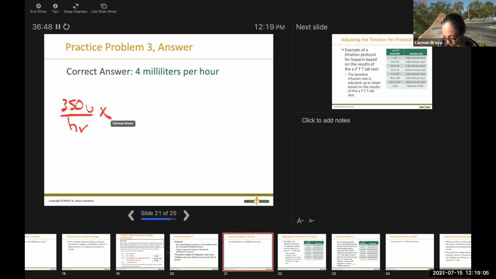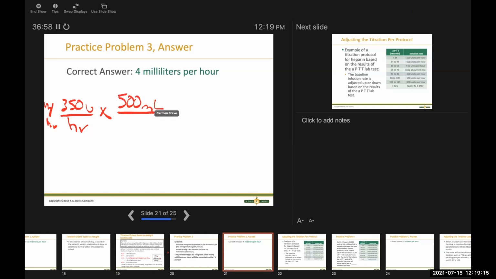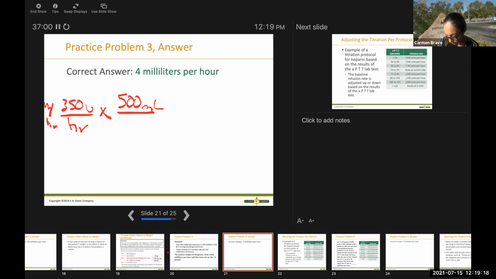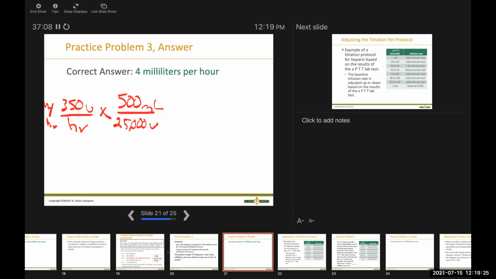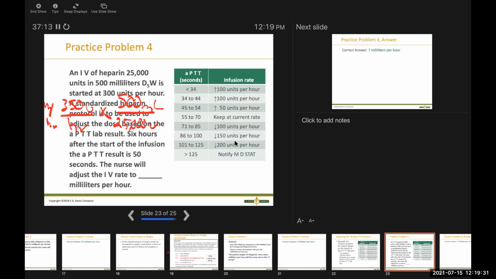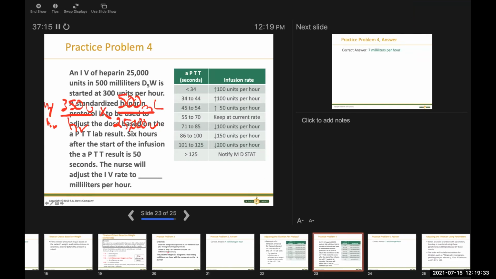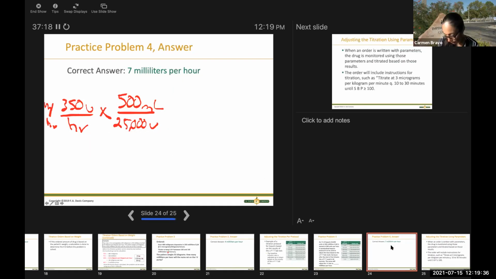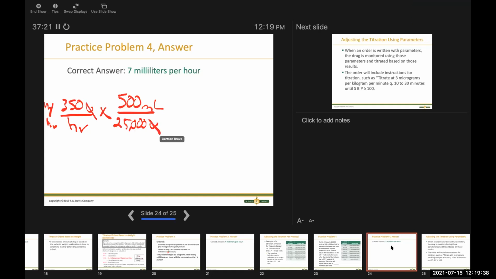So when we plot it, remember we want to get mLs per hour. The total volume is 500 mLs, in the 25,000 units. That's where it says. Then you canceled the zeros, so it was 5 over 250. Okay, I guess that's where I got lost. Yeah, and then you get that.